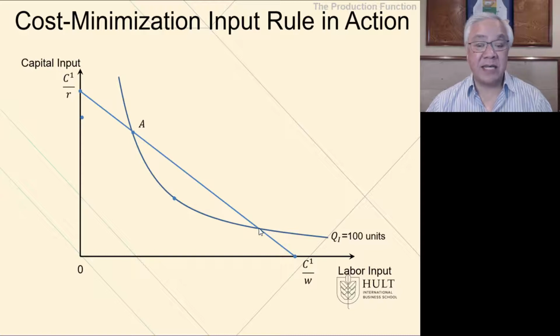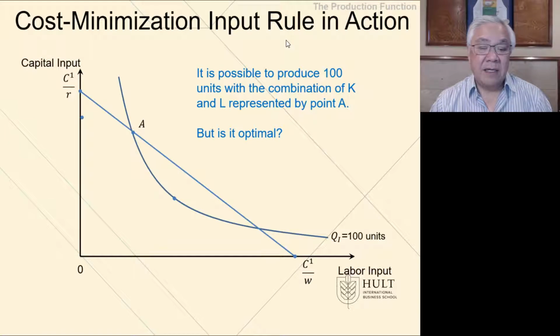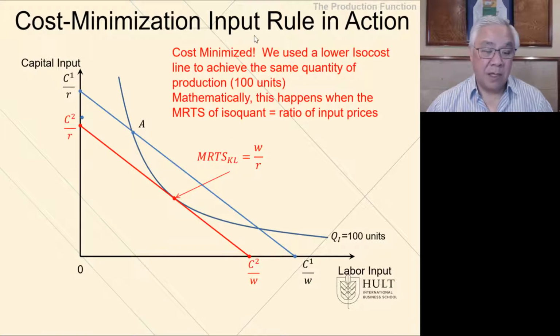Labor, and would be successful in making 100 units. So is that good enough? Well, I don't think so, because we can do a little better. Here's why. We could actually reduce our cost with this red line, which is just a parallel shift to the left, such that we hit this point.